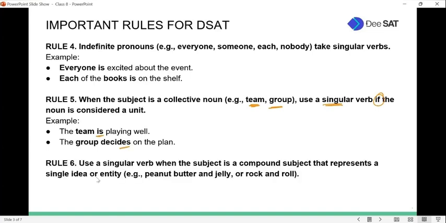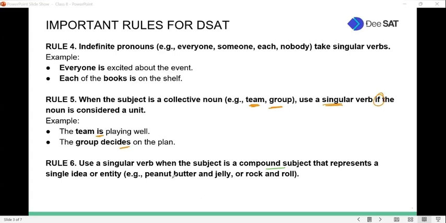Rule 6 says that you will use a singular verb when the subject is a compound subject that represents a single idea or entity. Now, single idea or entity would be what? Something like, what did you have for breakfast? I had bread and jam, or bread and butter. Or what is the person trying to do, or how is he getting by? He is just earning his bread and butter.